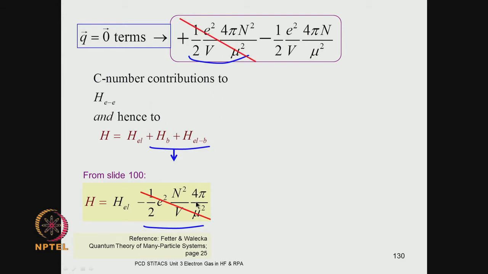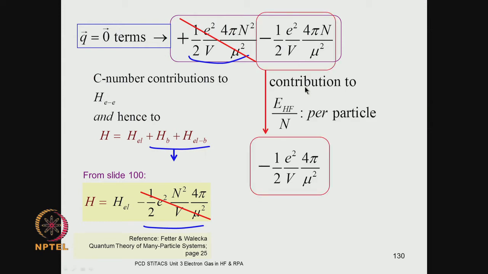Okay. So, let us go ahead and cancel them, and you are still left with this term. Now what we will do is, if you look at the Hartree-Fock energy per particle, you divide this by n, so this n will go to the left side when you divide both sides by the total number of particles. You get a contribution which is minus half e square by V 4 pi over mu square. This is the contribution that you get, which has got a mu square divergence as such.